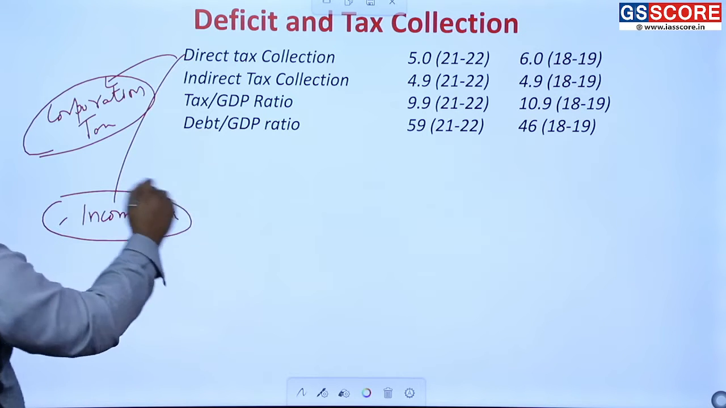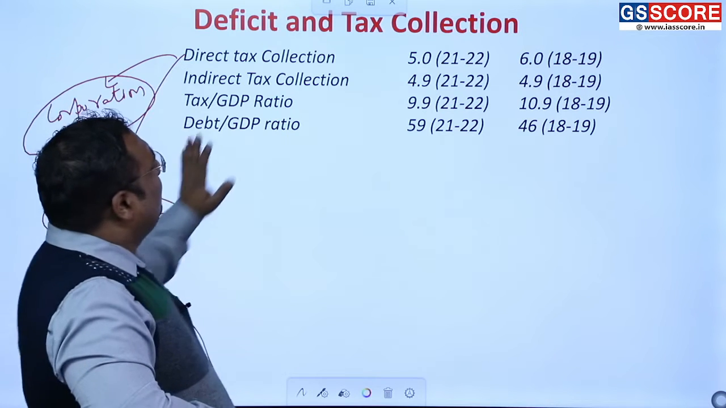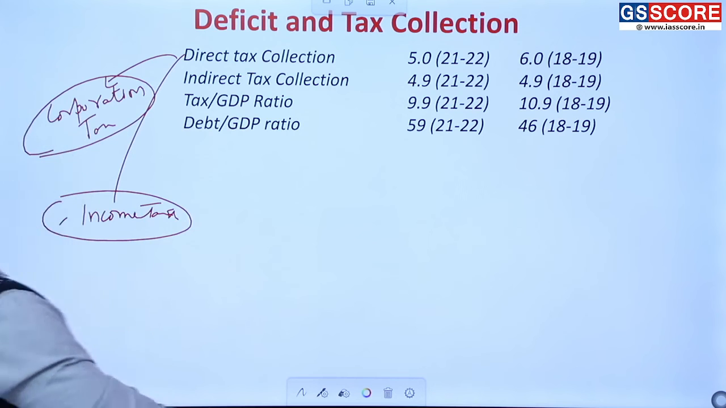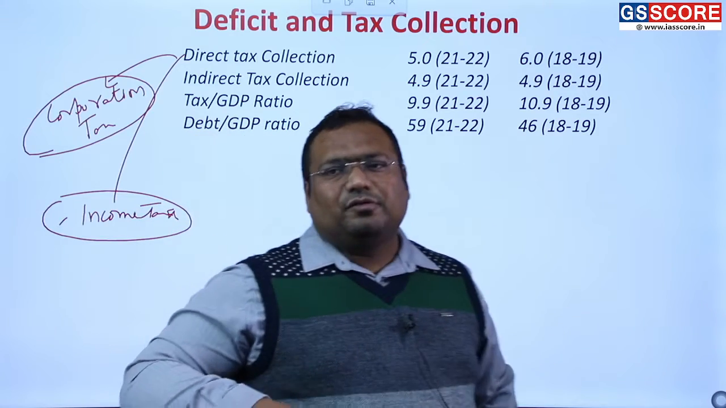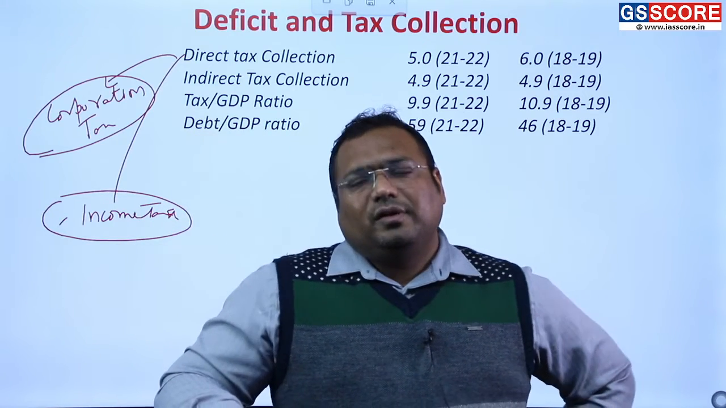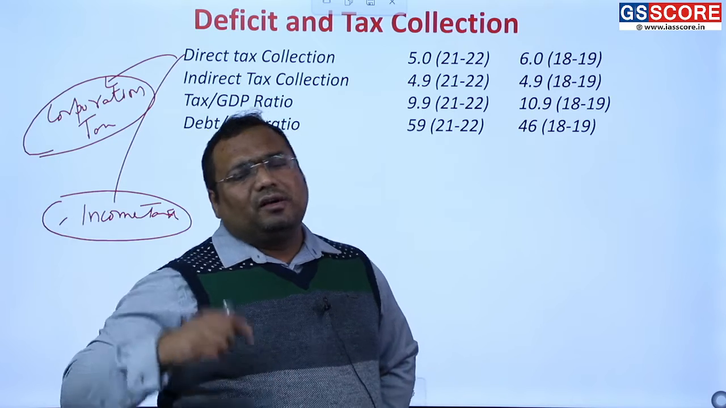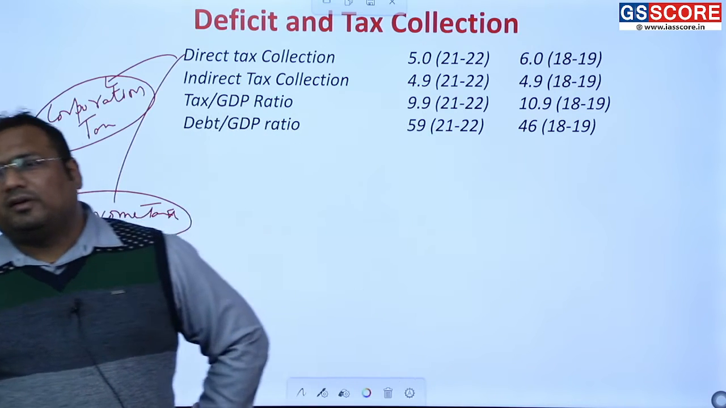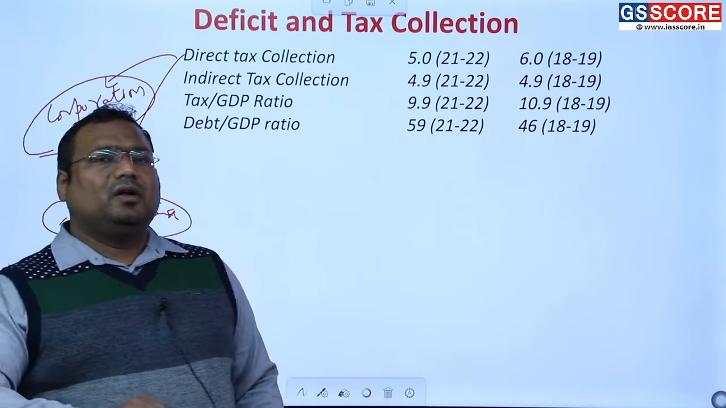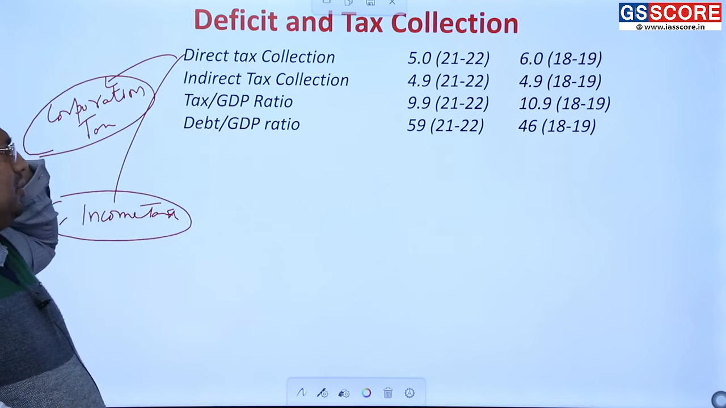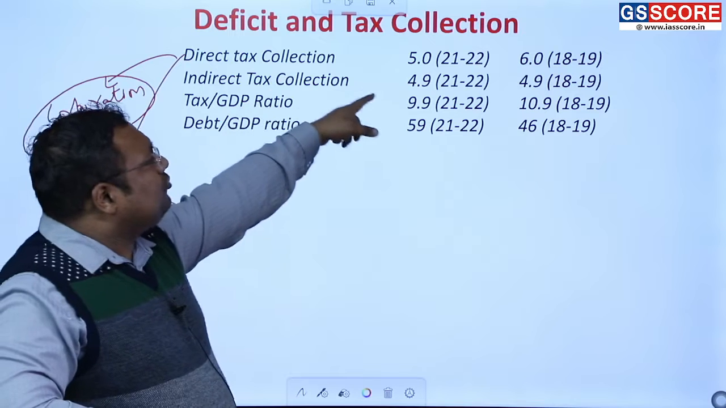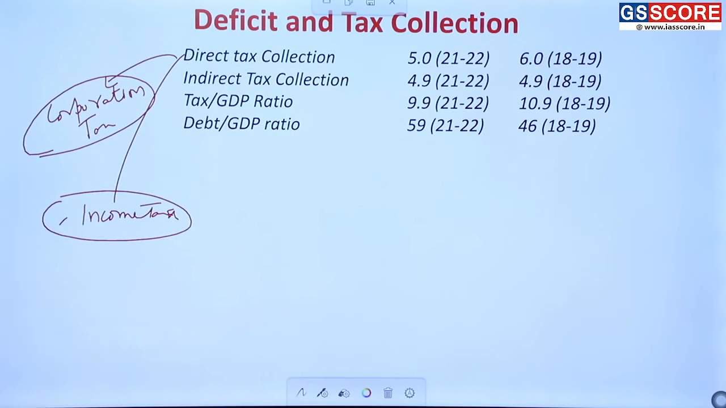Income tax has not fallen. Income tax is roughly at the same level as it was, but it is the corporation tax which has fallen. Because of the COVID crisis, the government gave many incentives, many tax concessions to the companies. In 2019, we also cut our corporation tax rate. That was also responsible to some extent. So overall, our direct tax to GDP ratio has fallen. It was 6%, it has fallen to 5%.